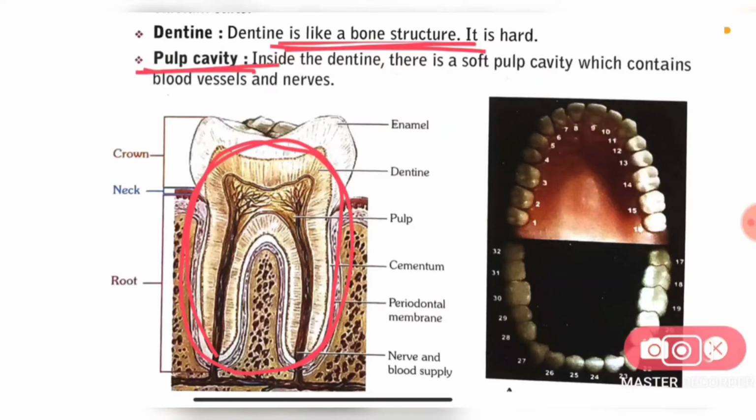It is the softest part of the teeth. দাঁতের সবচেয়ে সফট পার্ট কিন্তু এটা. It contains the blood vessels and nerves. এটার মধ্যে কি থাকে দেখো, look here, it contains the blood vessels and the nerves.